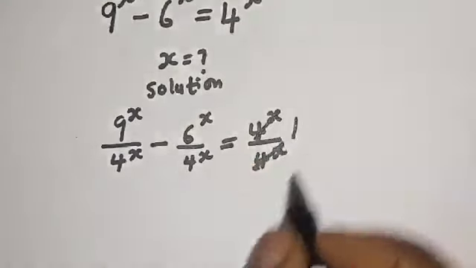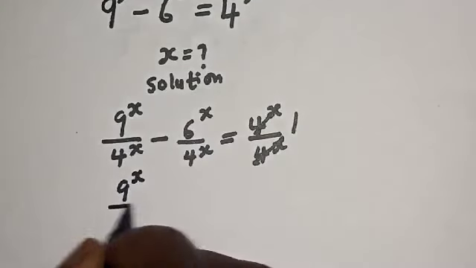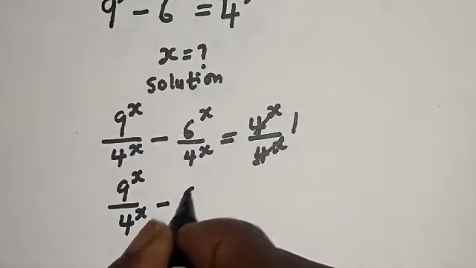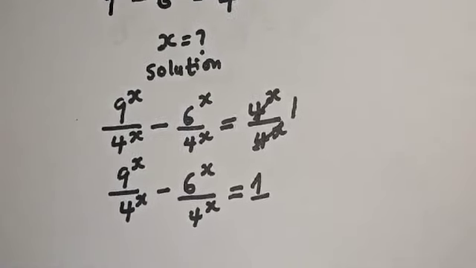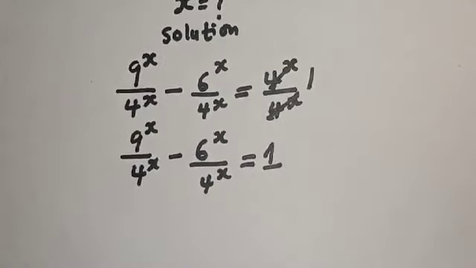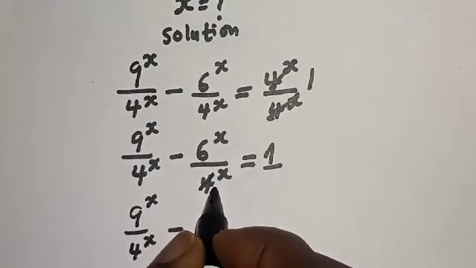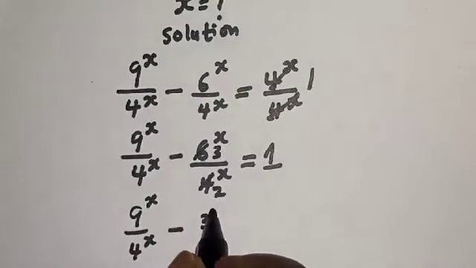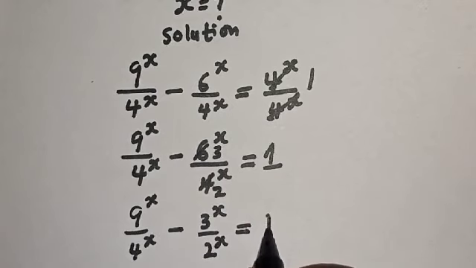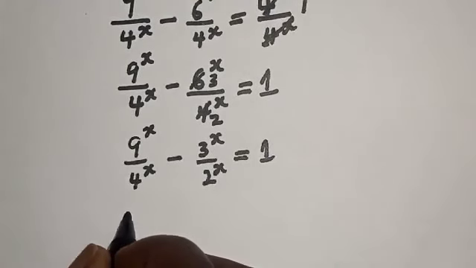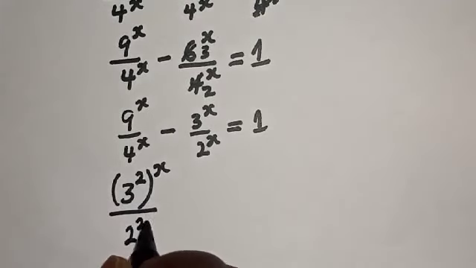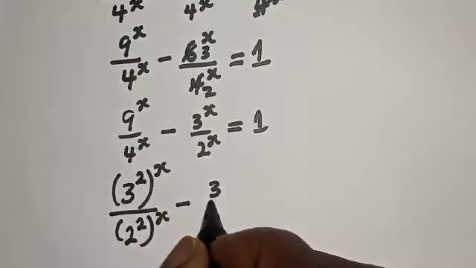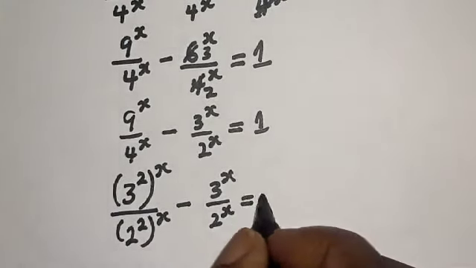And this one will cancel this one. We have 9 raised to power x divided by 4 raised to power x minus 6 raised to power x divided by 4 raised to power x is equal to 1. Then this is 9 raised to power x over 4 raised to power x minus 3 raised to power x over 2 raised to power x is equal to 1. Then 9 raised to power x can be written as 3 square raised to power x over 4 raised to power x can be written as 2 square raised to power x minus 3 raised to power x over 2 raised to power x is equal to 1.